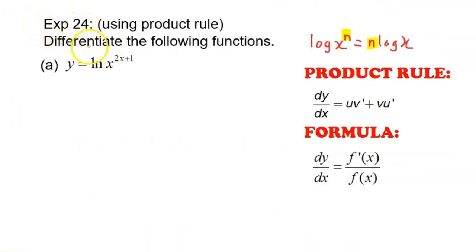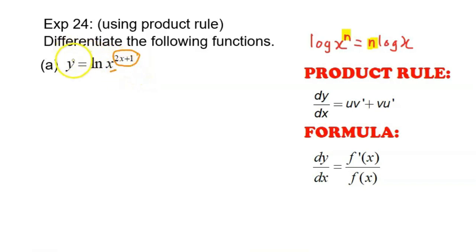Example 24. Differentiate the following functions. Question A. y equals ln x to the power of 2x plus 1. Notice that our function x is in the power in terms of x. It is impossible to differentiate a function like this.